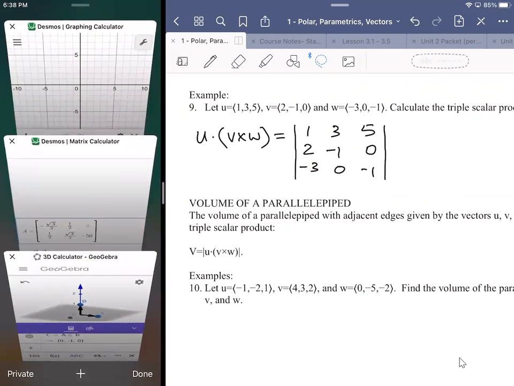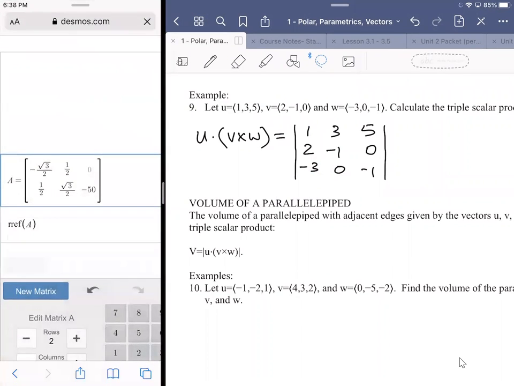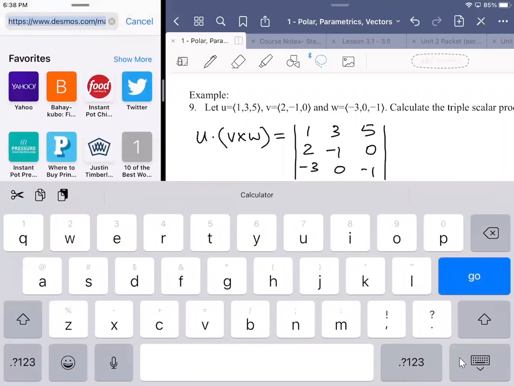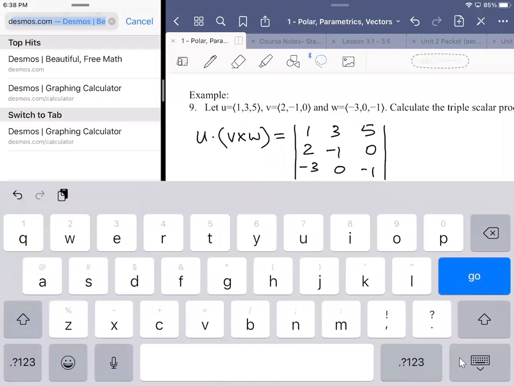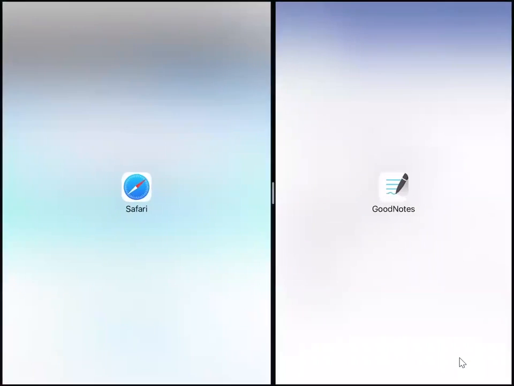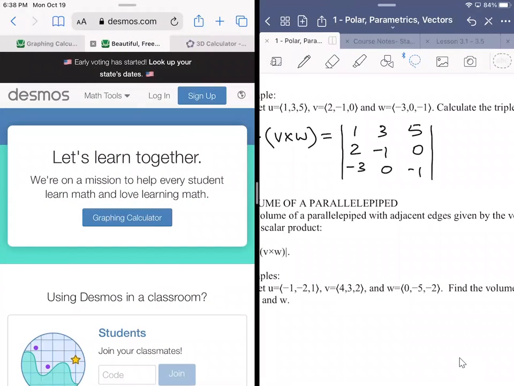So what I'm going to do is go to my handy dandy Desmos matrix calculator. I might have skipped a step there, so let me back it up and talk to you about how you get to the handy dandy Desmos matrix calculator, because it's not very handy dandy if you can't get there. So go to desmos.com.